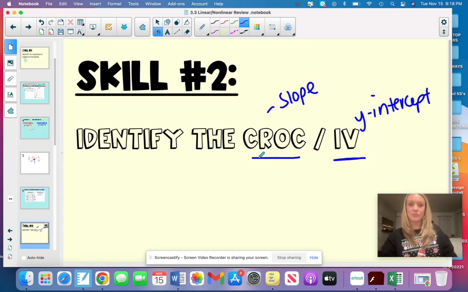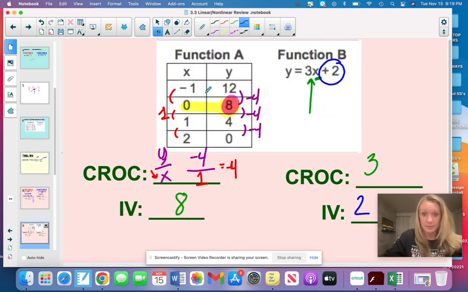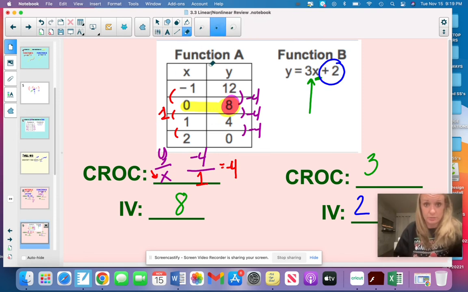You will also have to be able to identify the croc and IV for different functions. So again, if you're looking at an equation, the number stuck to x is your croc. The last number is your IV. If you have a function that's not linear, well, guess what? There is no constant rate of change, but there is an IV. It's this last number.